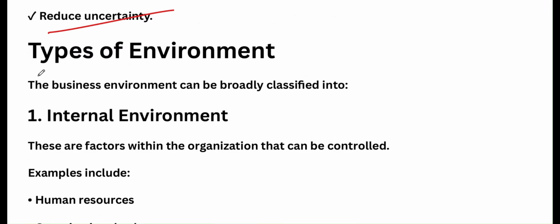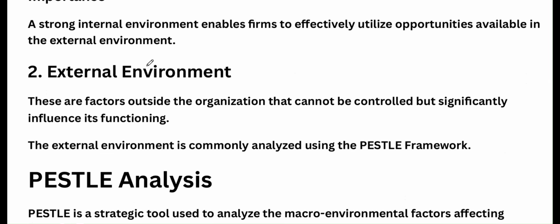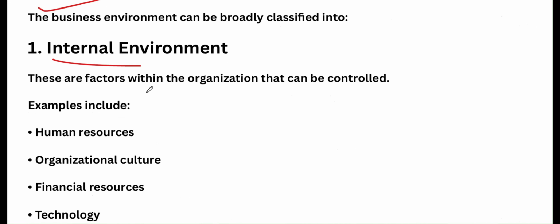Next one is types of environment. We have discussed it earlier. It can be broadly classified into two, right? Internal environment and external environment. So in the internal environment, what are the factors affecting? The organization can control the internal environment, right?